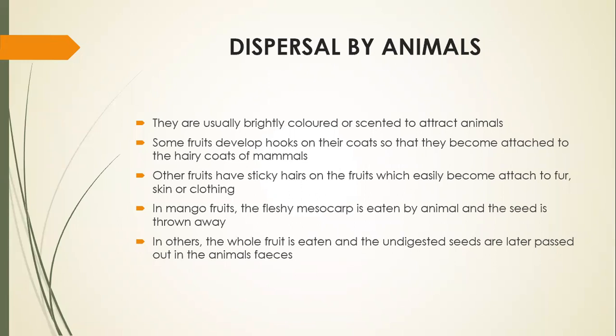Two, some of these fruits develop hooks on their coats so that they become attached to the hairy coats of mammals. So in an event where birds land on the fruit, these hooks get attached to either their feet or their feathers. Then they move from that place to a different place, and when they shake off their wings or their legs, these fruits with hooks may fall off their skin or feathers, then dispersal has taken place.